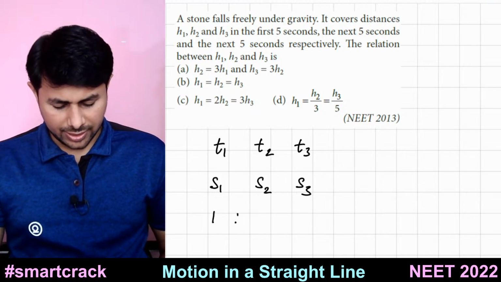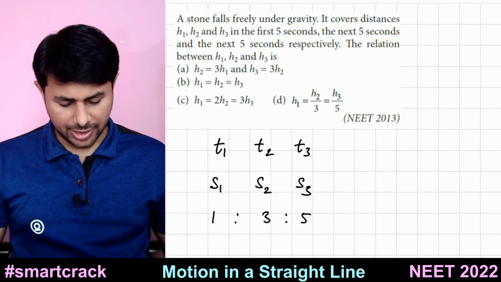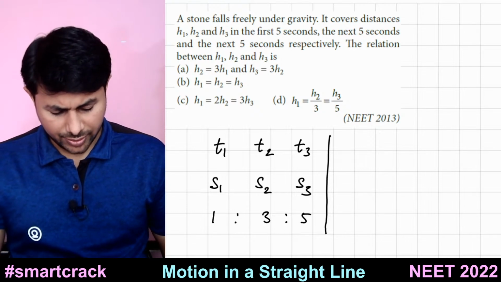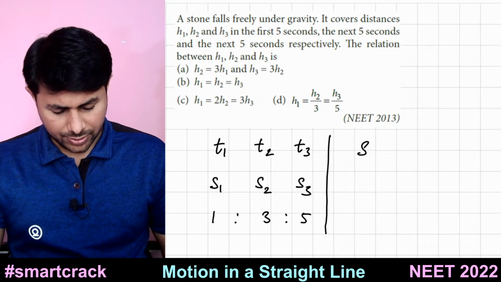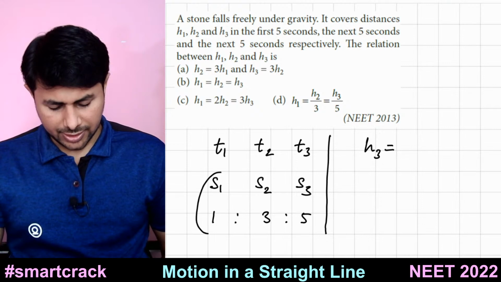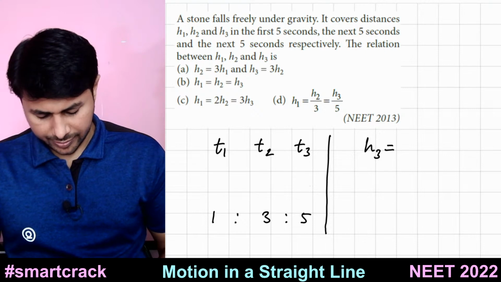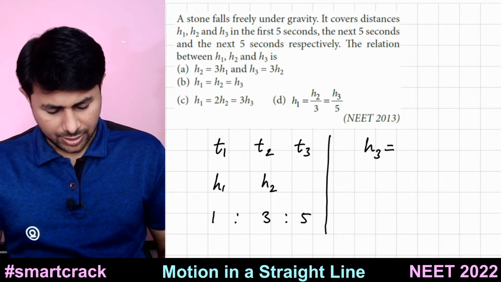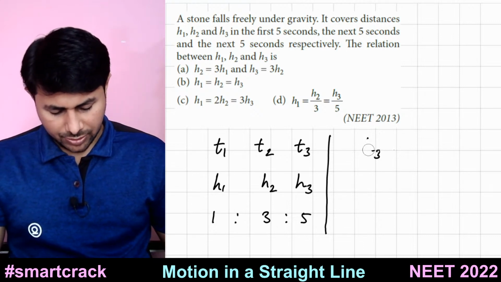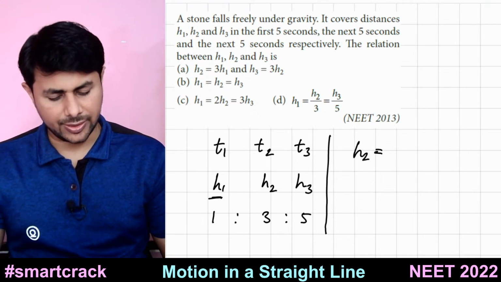Odd numbers, 1 is to 3 is to 5, so on and so forth. All right, so that means here it's height. So what is h2 equal to? S1 is to s2, or let's replace this with heights. Okay, h1 is to h2 is to h3. So h2 equals how much? I can write h2 equals 3 times h1.